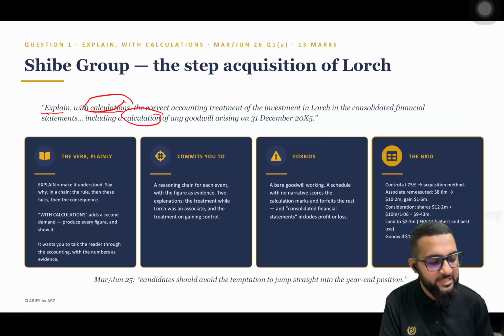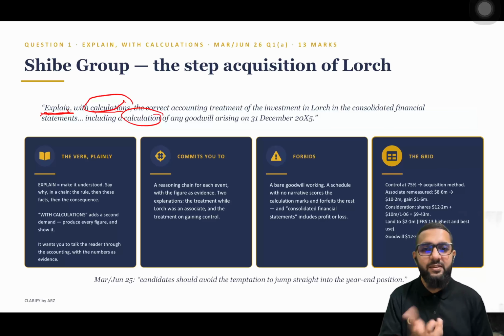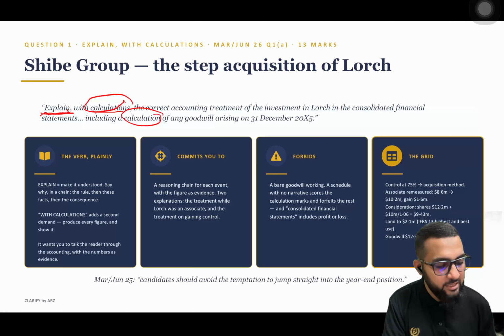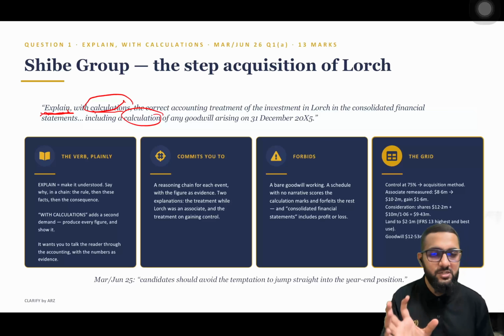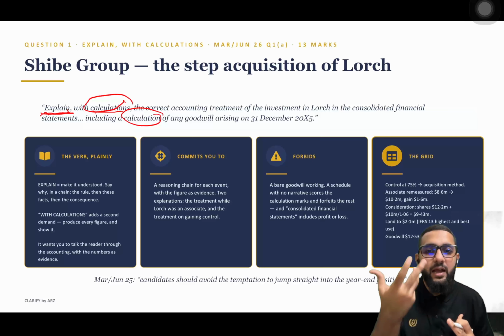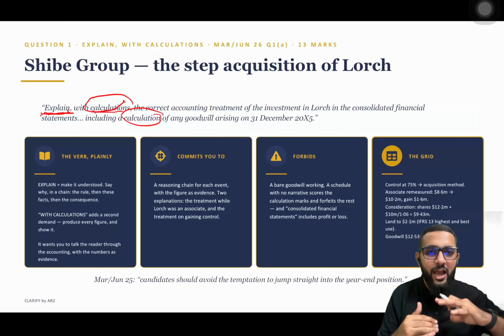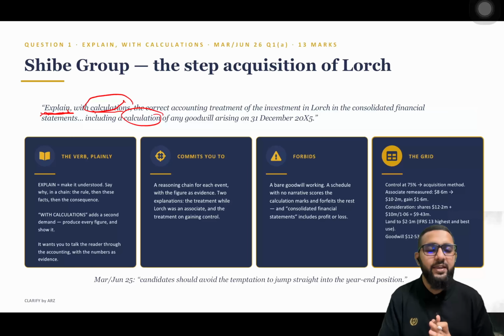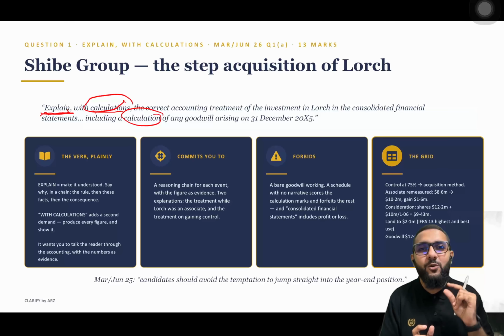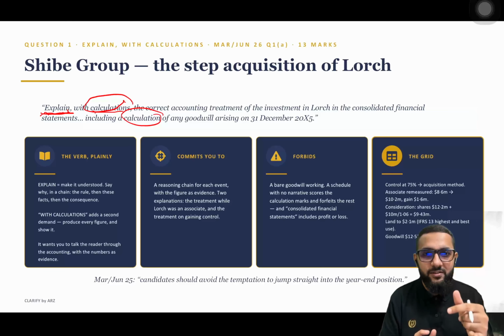Calculation, explain. When it's explained, no conclusion required. Okay, so explain, make it understood. Say why in a chain, the rule, then these facts, then the consequence. Meaning you bring the knowledge, then you apply it. And calculation, you have to calculate, right? You have to bring the calculation. When calculate part comes in to the verb or the question requirement, you have to make sure you show the working. You show the method, because method also gains marks here.